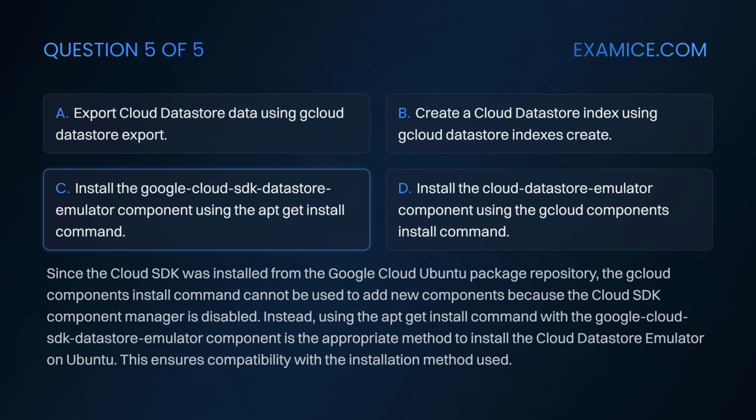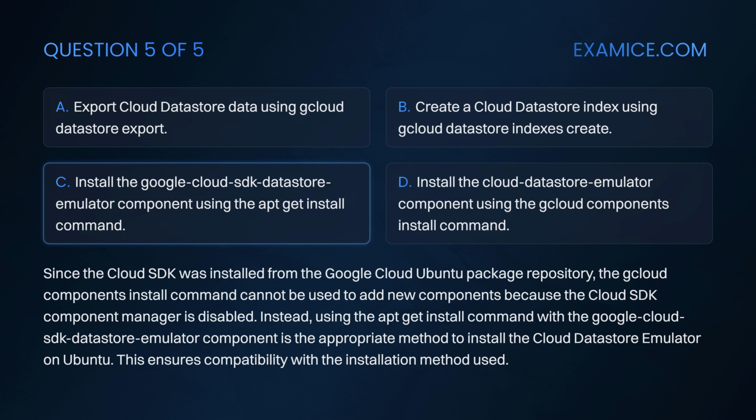Since the Cloud SDK was installed from the Google Cloud Ubuntu package repository, the gcloud components install command cannot be used to add new components because the Cloud SDK Component Manager is disabled. Instead, using the apt-get install command with the Google Cloud SDK Datastore Emulator component is the appropriate method to install the Cloud Datastore Emulator on Ubuntu. This ensures compatibility with the installation method used.